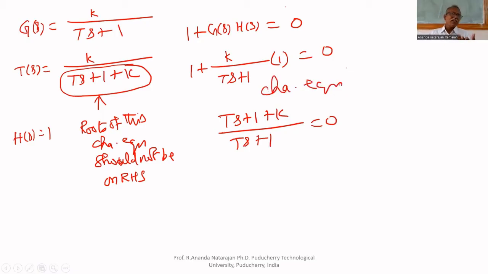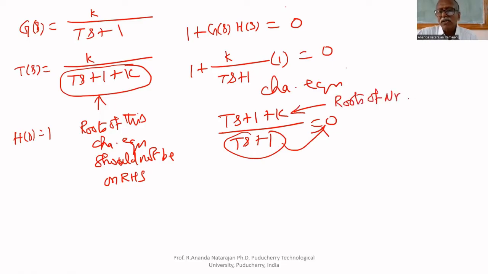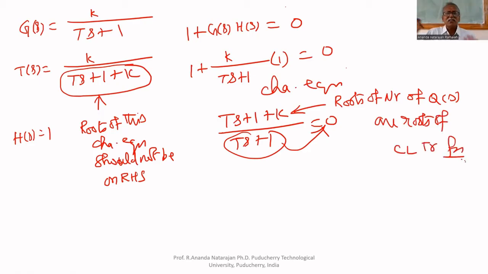Equal to 0 means, what is the meaning for the denominator? If you bring this to the right-hand side, it's 0. But we can tell like this: the roots of the numerator of Q of S are the roots of the closed loop transfer function. Am I correct or not? If you consider Q of S directly, it is the numerator polynomial only, not the denominator polynomial. That's what I said in the previous class.